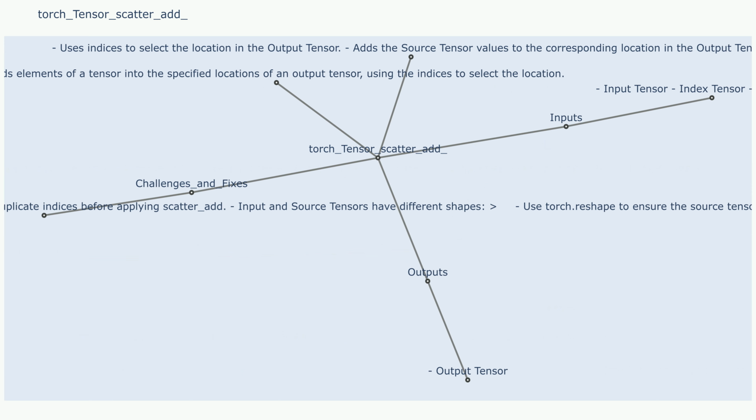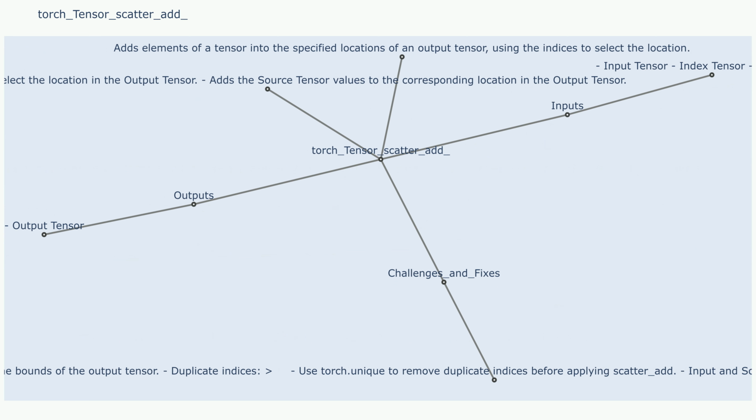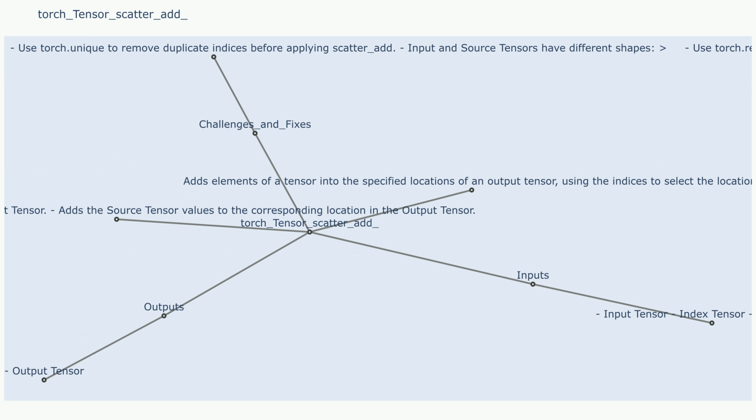Input 1: src tensor, the source tensor containing the elements to be added. Input 2: index tensor, the index tensor that determines the destination indices. It should be a tensor of integers. Input 3: dim, int, optional, the dimension along which to scatter, default 0. Input 4: out tensor, optional, the output tensor. If not given, a new tensor will be created. Output 1: out tensor, the destination tensor with the scattered elements added.